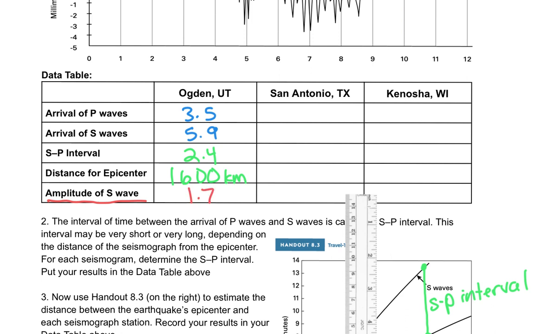Once I'm done with the amplitudes for all of my waves, I'll be able to see in which location there was the most shaking of the ground with the S wave. I'll be able to compare those. All right, so this is how you collect all of your data and do the triangulation. You can let me know if you have any further questions.